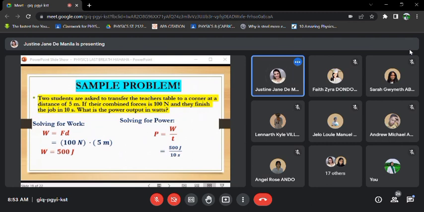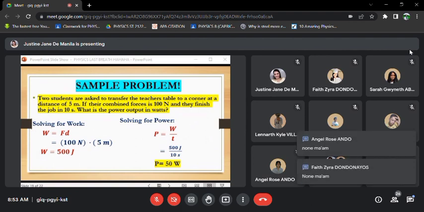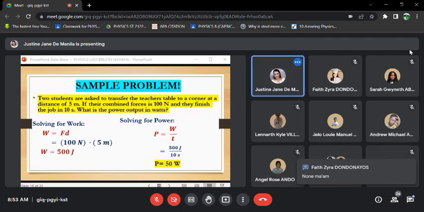So, we just divide. So, very good. The power output is 50 watts. Do you have any question, class, about the power? Okay, thank you, Angel and Faith. And then don't forget, class, the formulas and the final unit.